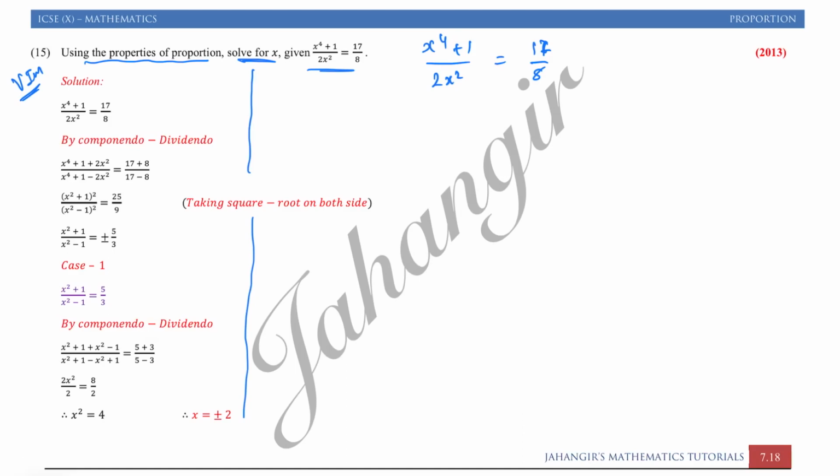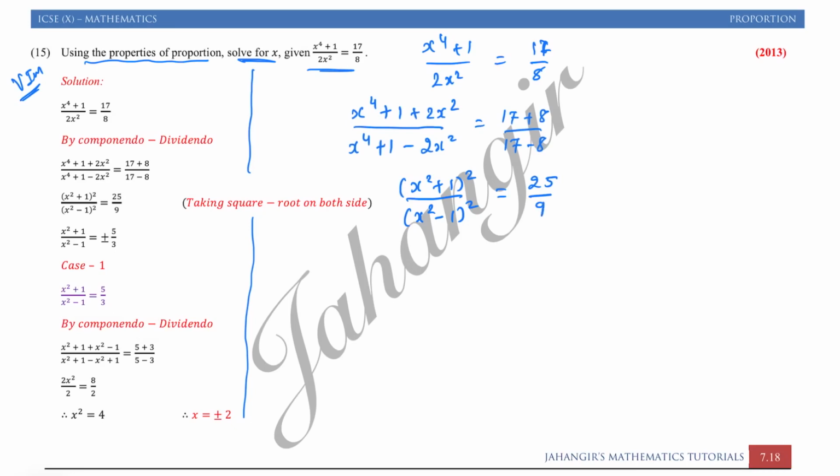So here we don't have the same term, but if you take componendo dividendo, you are going to get certain identities. So we will write by componendo dividendo (x^4 + 1 + 2x^2)/(x^4 + 1 - 2x^2) = (617 + 8·... i.e. 17 + 8)/(17 - 8). So in the numerator I will get (x^2 + 1)^2 upon (x^2 - 1)^2, that is equal to 25/9.